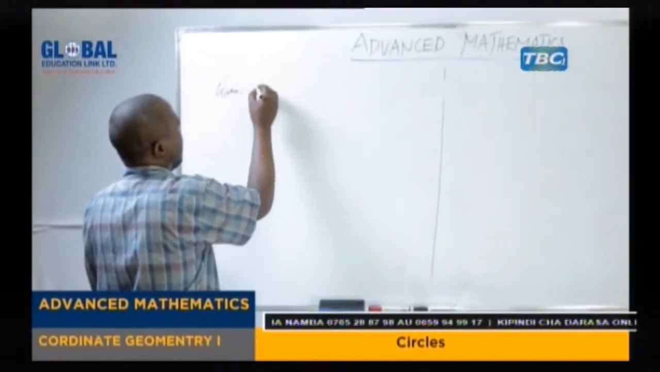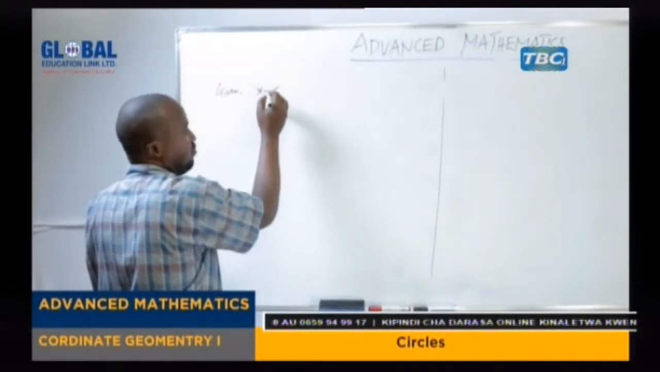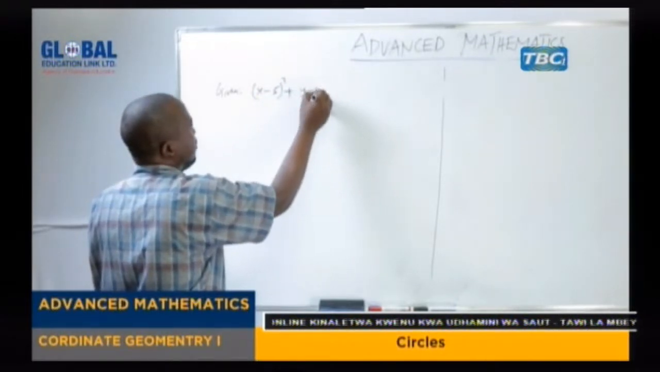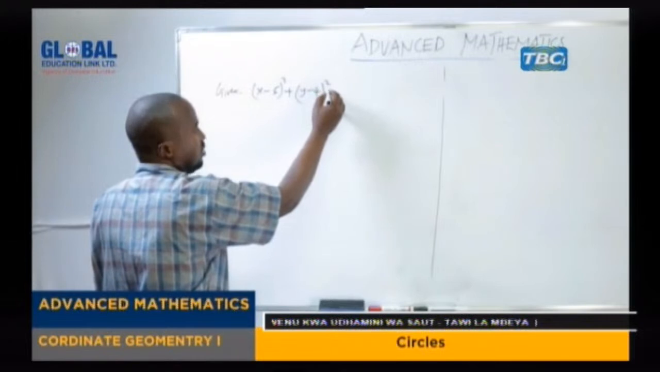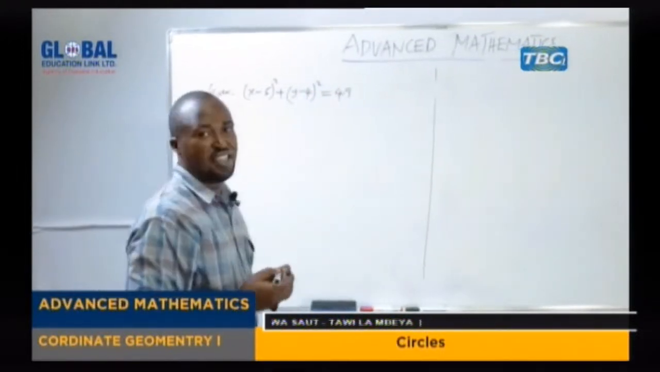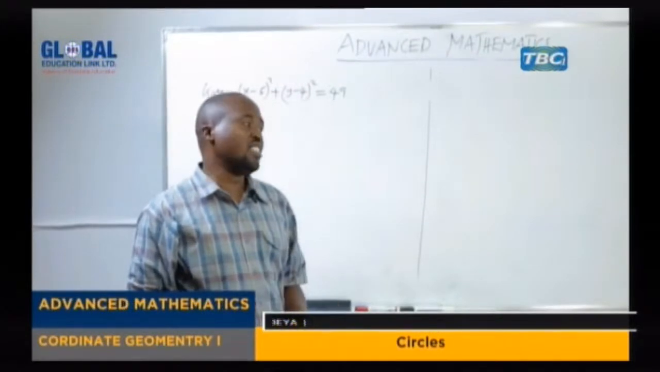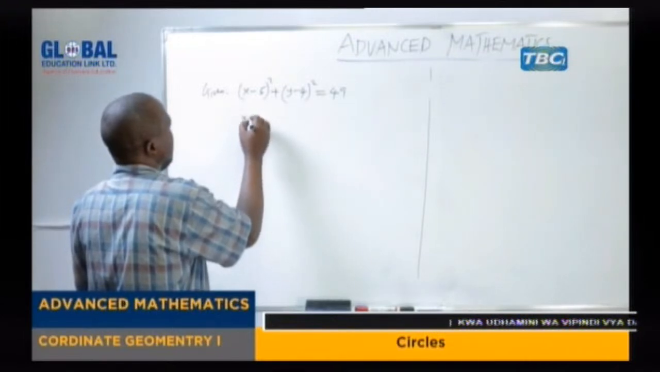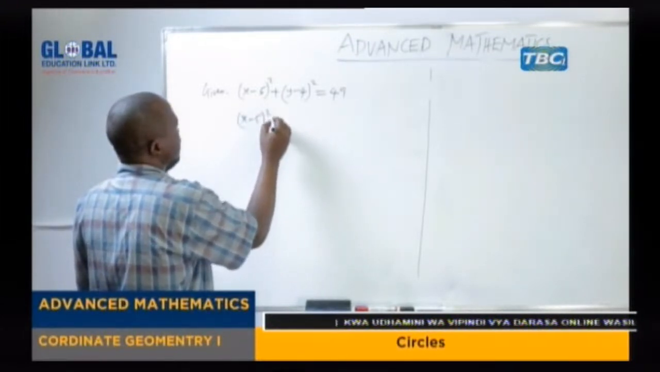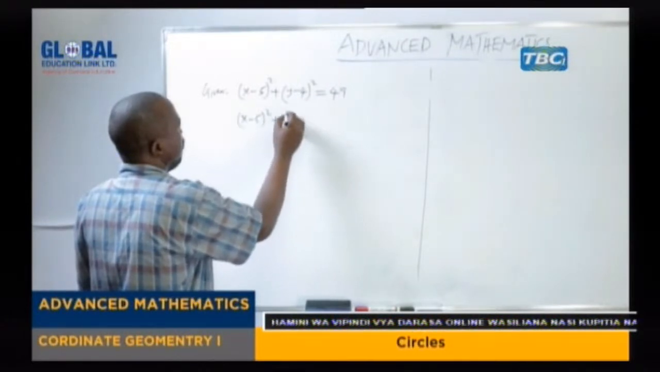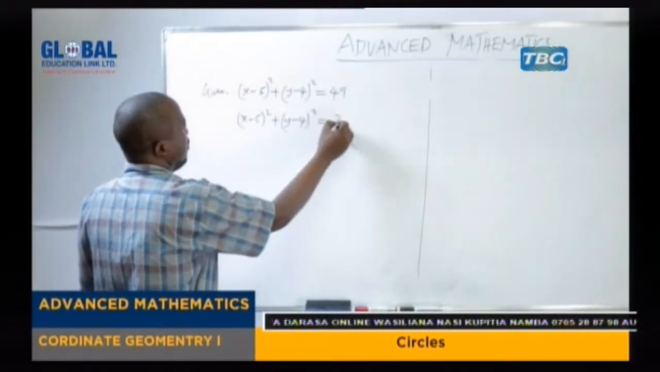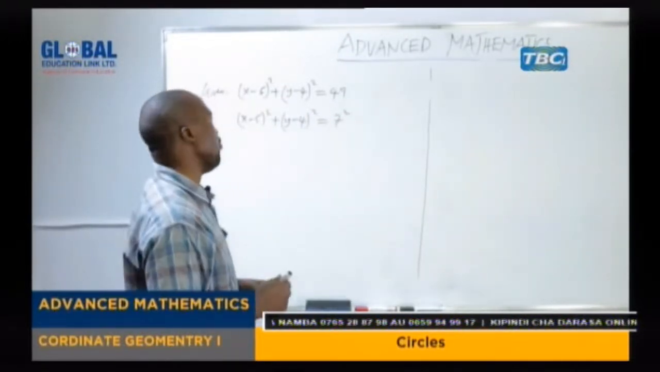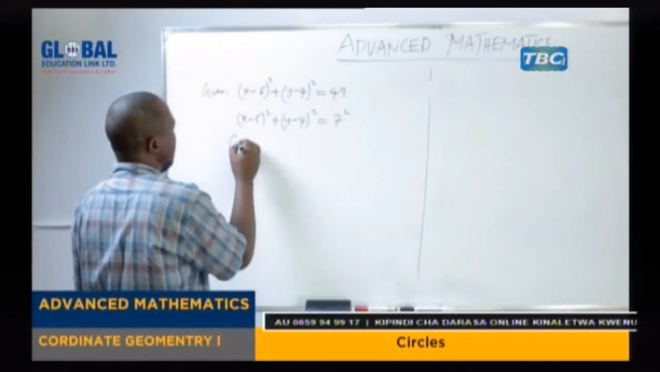that is x minus 5 squared plus y minus 4 squared is equal to 49. That is the equation we have. So we can rearrange this equation as follows. That is x minus 5 squared plus y minus 4 squared is equal to 7 squared, because 7 squared is equal to 49.